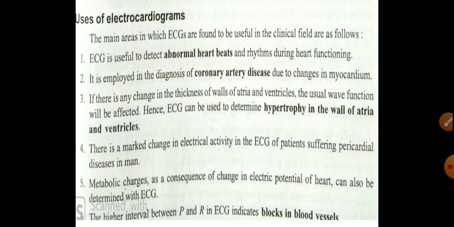Now, uses of electrocardiogram. The main areas in which ECG is found to be useful in the clinical field are as follows. ECG is used to detect abnormal heartbeat and rhythms during heart functioning. It is employed in diagnosis of coronary artery disease due to change in myocardium. If there is any change in the thickness of the walls of the atria and ventricles, the usual wave function will be affected. Hence, ECG can be used to determine the hypertrophy in the walls of the atria and ventricles.